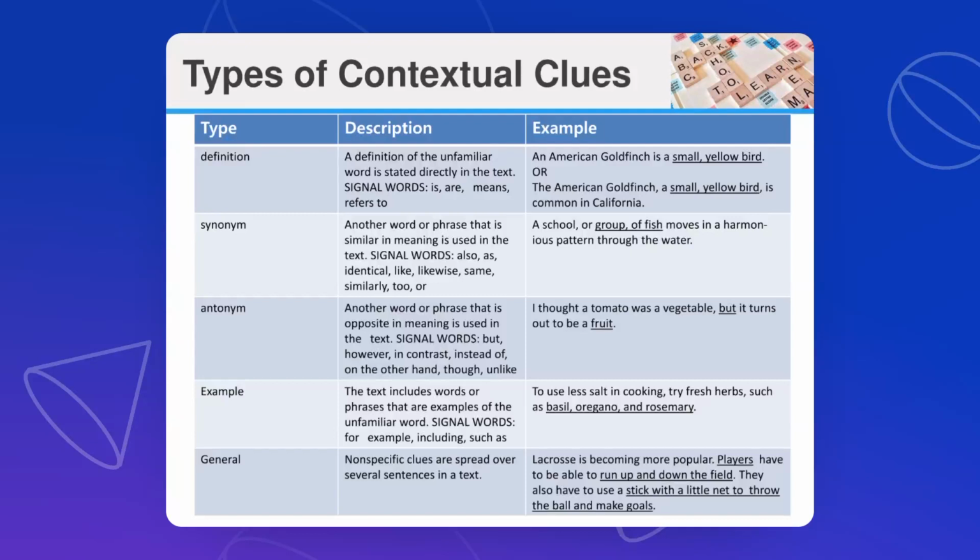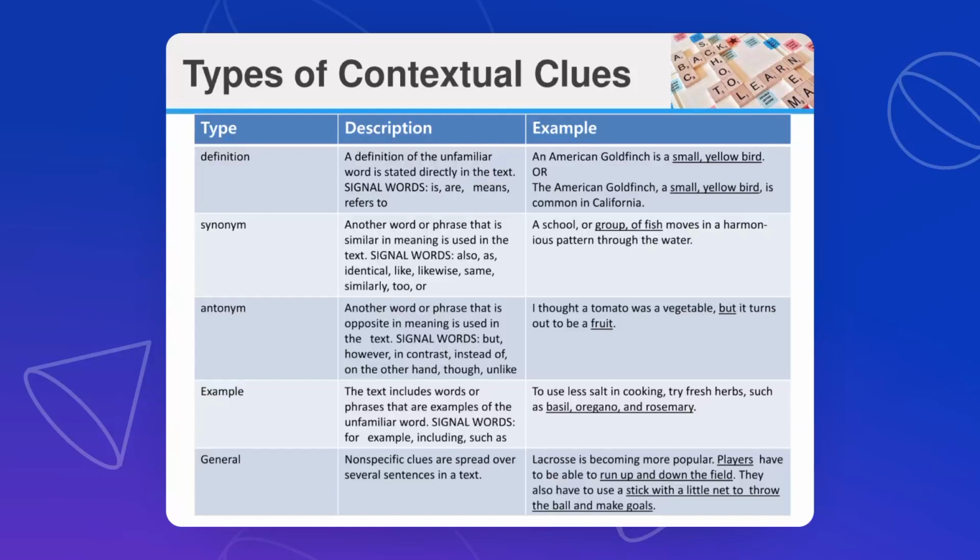Then we have general contextual clues. It's just like non-specific clues spread over several sentences in a text. And this one is giving us a clue of what the game of lacrosse is. It says lacrosse is becoming more popular. You might go, what is lacrosse? Okay, here. Players have to be able to run up and down the field. They also have to use a stick with a little net to throw the ball and make goals. We've painted a word picture here so that you can see what lacrosse is.